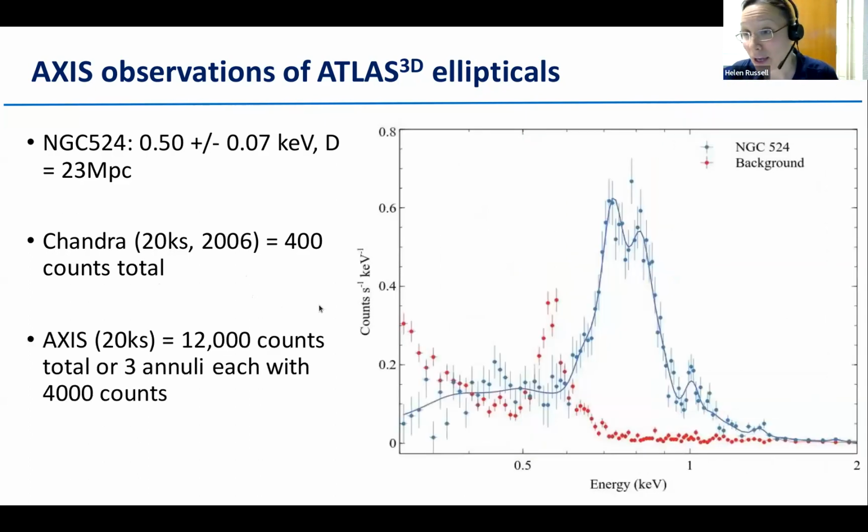That observation got 400 counts in total, so enough for a global temperature measurement. AXIS in 20 kiloseconds will get more like 12,000 counts with just this snapshot. What we'd actually do in reality would be to divide it up into a whole series of annuli and produce radial profiles of the gas properties, each with a couple of thousand counts. And we get spectra something like this. This is an AXIS simulation for a couple of thousand counts on this particular target. You can see we're detecting it above the soft background, and we get good constraints on temperature, a few percent accuracy.